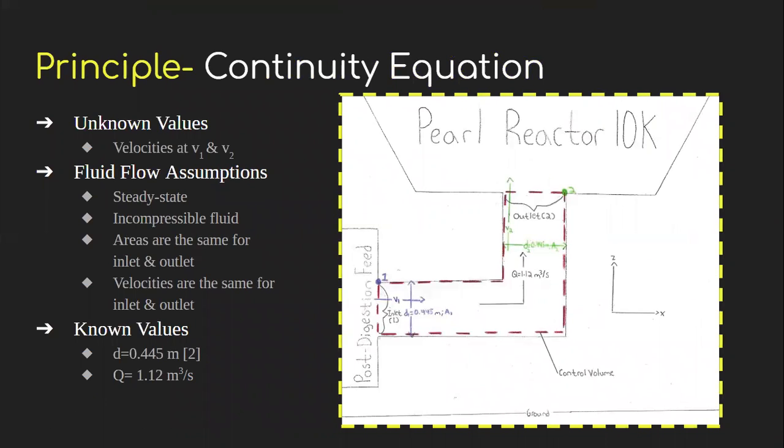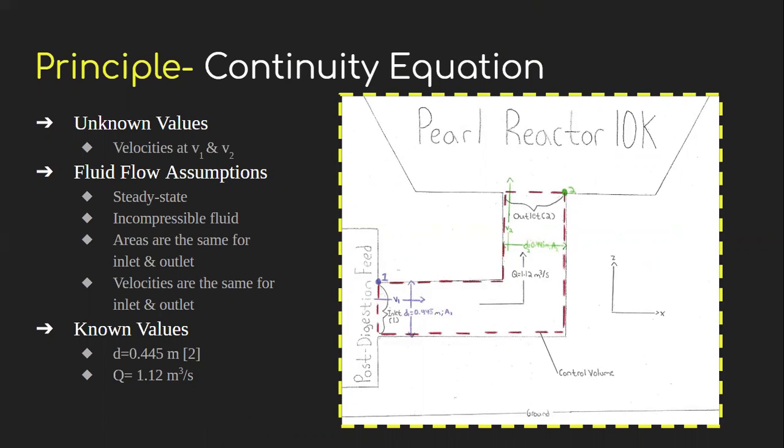To find the force exerted on the bend, we needed to first compute both the inlet and outlet velocities. So we applied the continuity equation where we solve for the velocity at the inlet and outlet. For the fluid flow assumption, it was assumed that the fluid flow is steady state and the fluid is incompressible. Since the diameters at the inlet and outlet are the same, it was assumed that the areas and velocities are the same at the inlet and outlet, as you can see in the drawing.